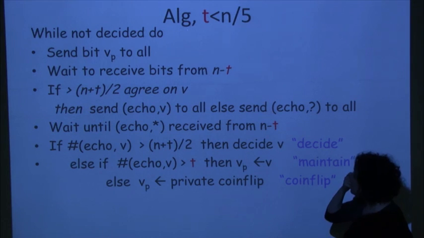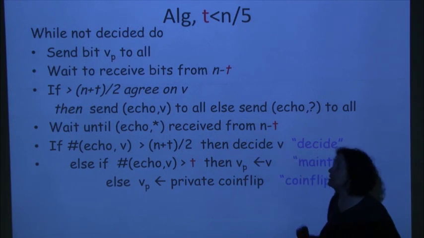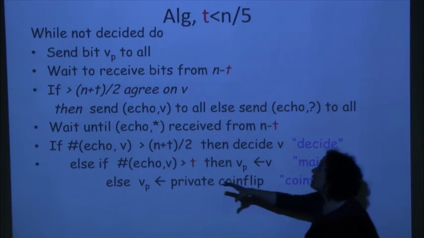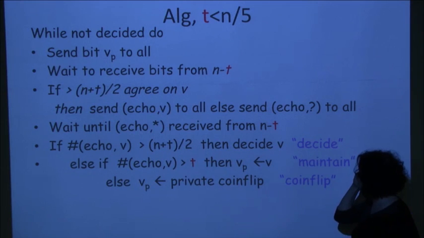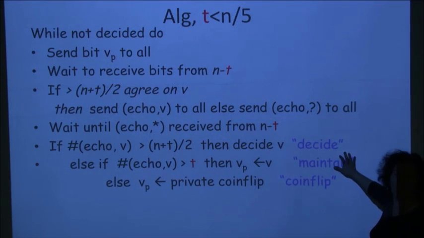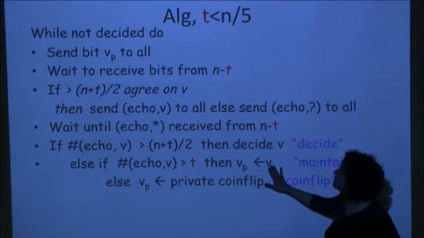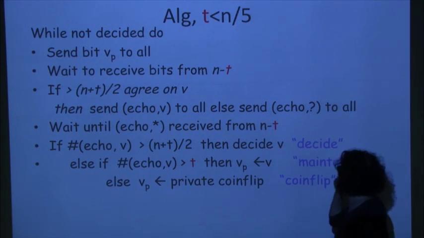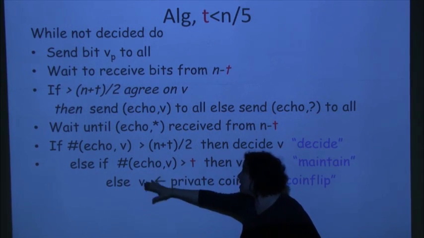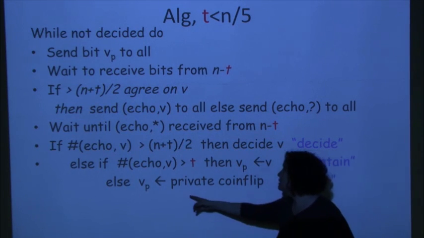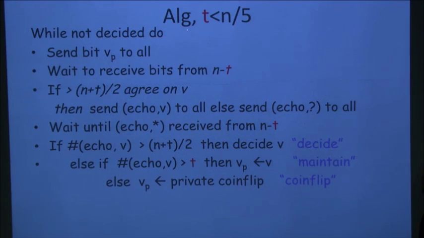Now you wait until you get echo star messages, star meaning anything, from n minus t people. If the number of messages of the form echo with the same bit v exceeds n plus t divided by 2, then you decide v. That's the decide case. If it exceeds t, but not this, then you set your bit to the v in these messages and maintain that v, but you don't decide it. Finally, if you have too few of these messages agreeing on a bit, you set your bit to a private coin flip. This is a randomized algorithm, so each processor is allowed a randomized coin flip.